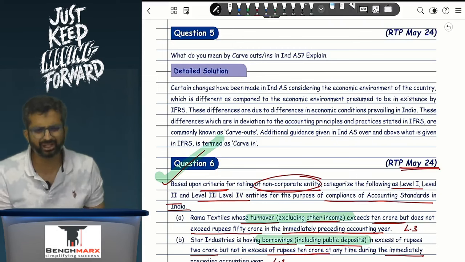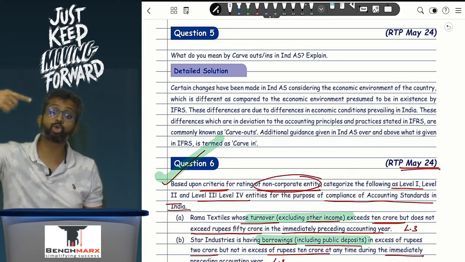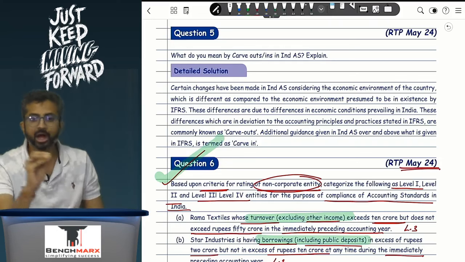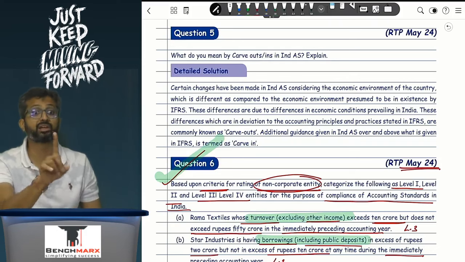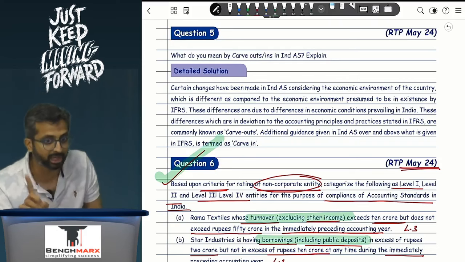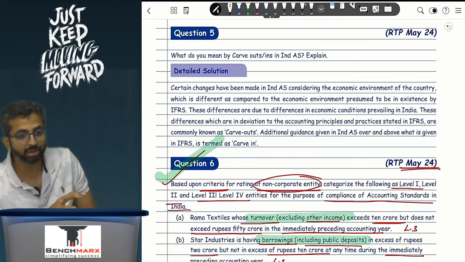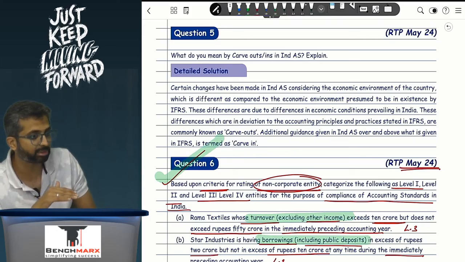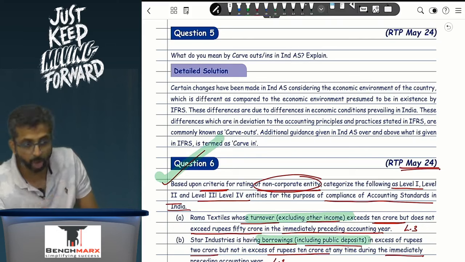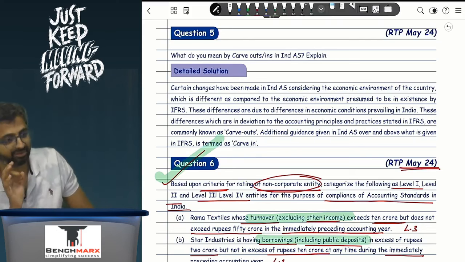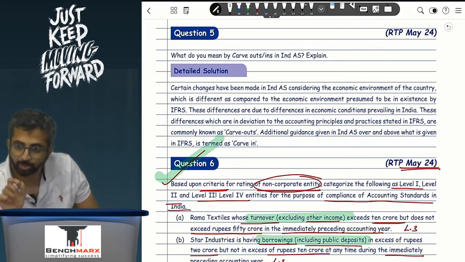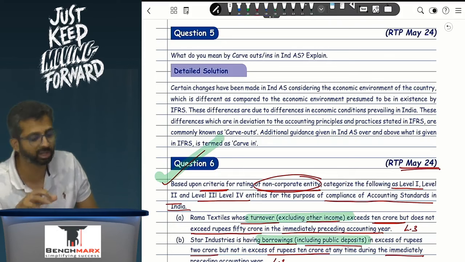AS. What is an Ind AS? Ind AS is applicable to bigger companies. Companies who are listed, companies whose net worth is greater than 250 crores. Here turnover will not be seen. Borrowings are not seen. Here, only your net worth is seen. That is share capital and reserves. If your share capital and reserves are greater than 250 crores, then you have to follow Ind AS. Or if you are a listed company, you have to follow Ind AS.